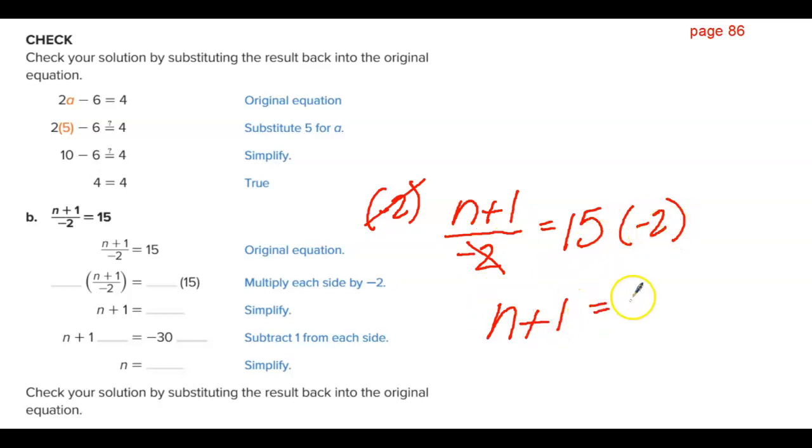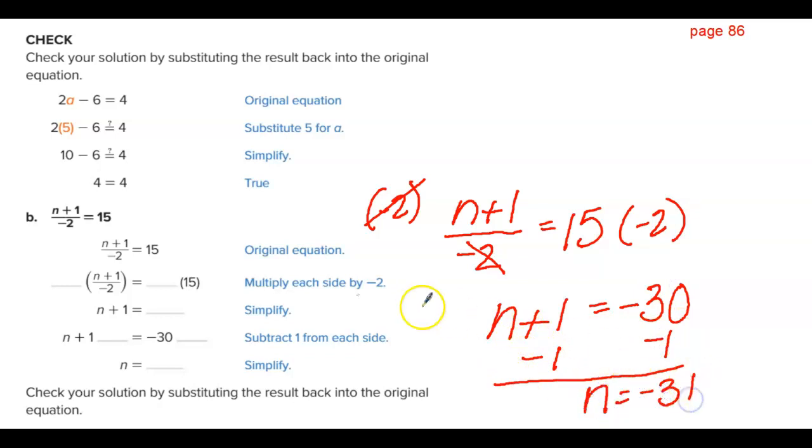And 15 times negative 2 is negative 30. Then our final step would be to subtract 1 from both sides, and we would get n equals negative 31. So for filling in the blank over here, they want to show that you're multiplying both sides by negative 2. And then they want you to show that you're getting n plus 1 equals negative 30. And then they want you to subtract 1 from both sides. And you get n equals negative 31. Right.